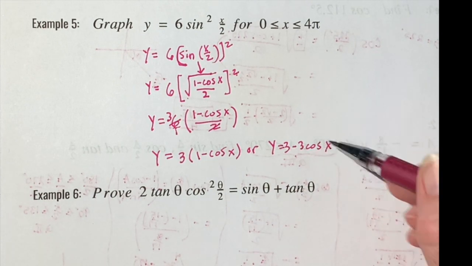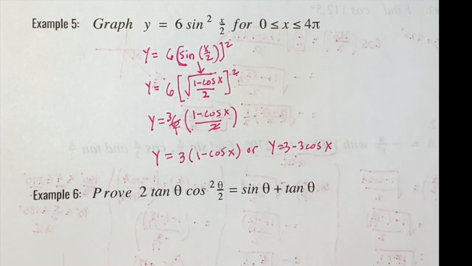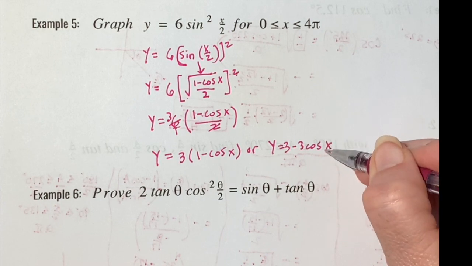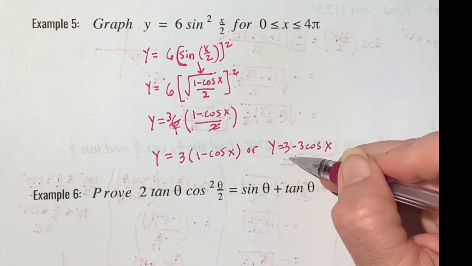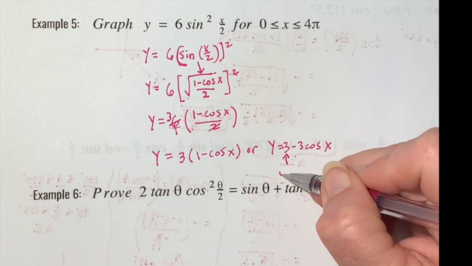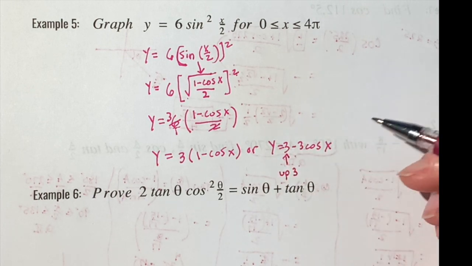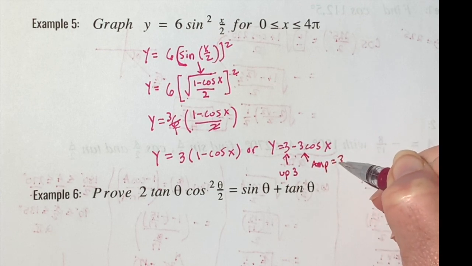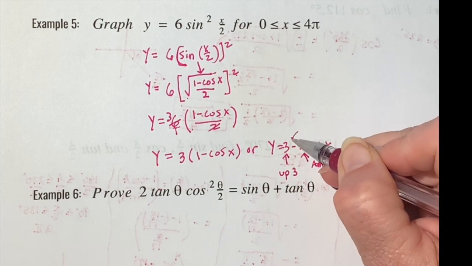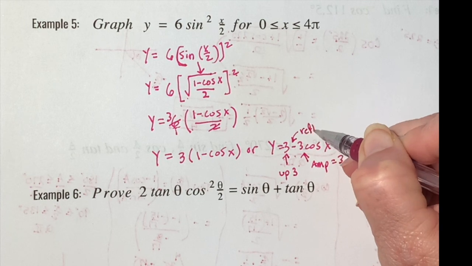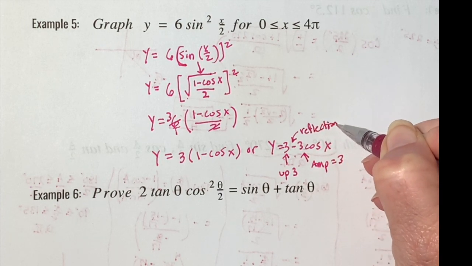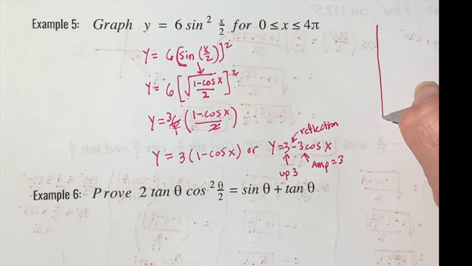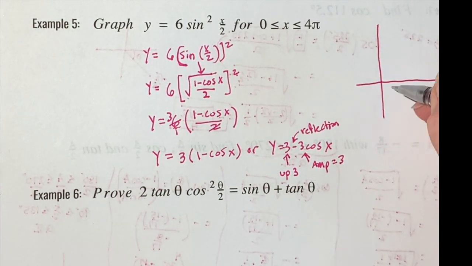So let's look at the function here from chapter 4, what we have going on. So it's a cosine function. There's been no period change, no horizontal shift. Do have a vertical shift, up 3. Do have an amplitude change. And with the negative, we also have a reflection. So 3 things have changed to alter the graph of y equals cosine x. So let's graph that over 0 to 4 pi.